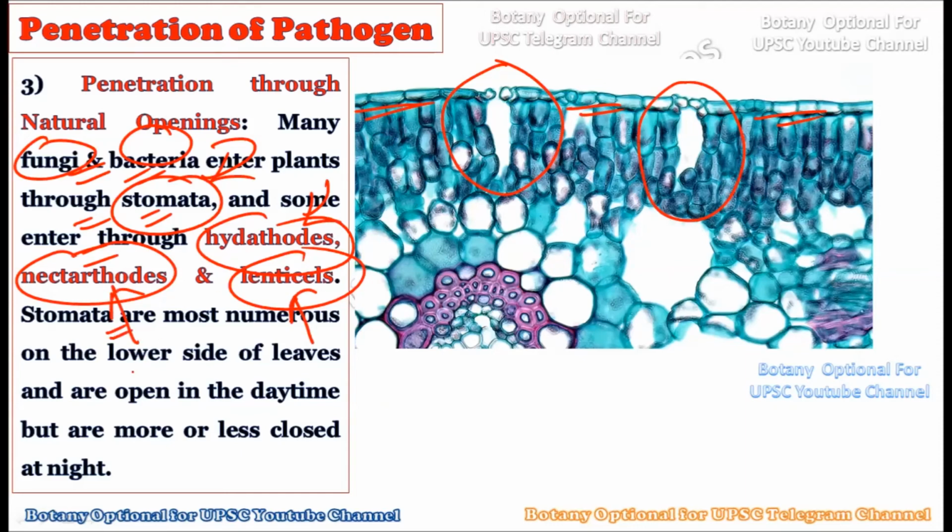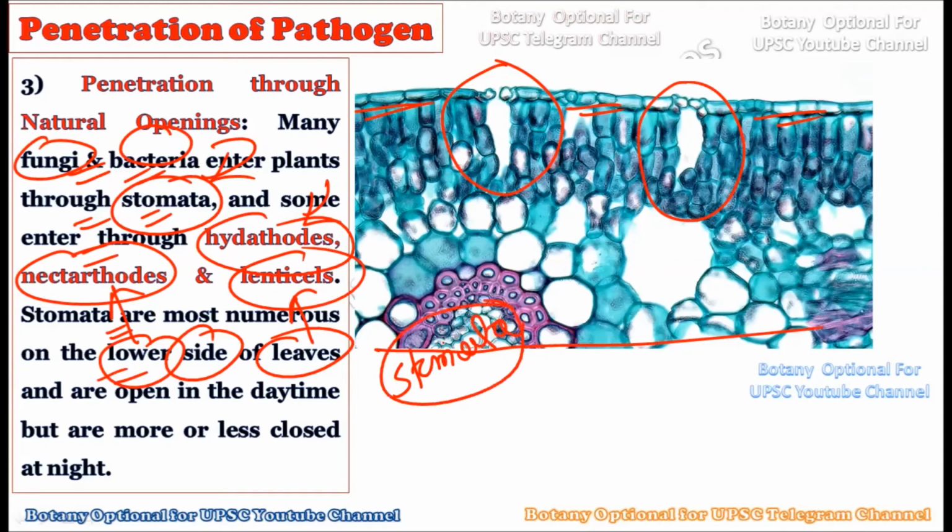Then, the stomata are most numerous on the lower side of the leaves. We have discussed this in our anatomy lectures, that the lower side of the leaves always contains more stomata when compared with the upper side. So the lower side of the leaves is always more susceptible to infection than the upper side.